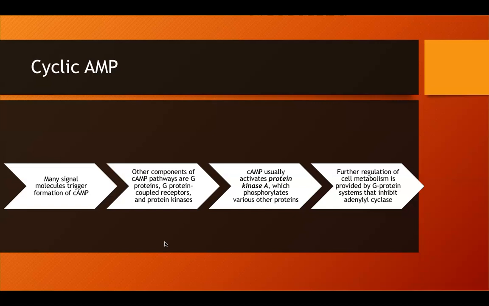Now, again, your cyclic AMP pathways are usually going to be triggered by RTKs or GPCRs. They're usually going to activate protein kinase A, which phosphorylates various other proteins. And further regulation of cell metabolism provided by G protein systems can actually inhibit adenylyl cyclase.